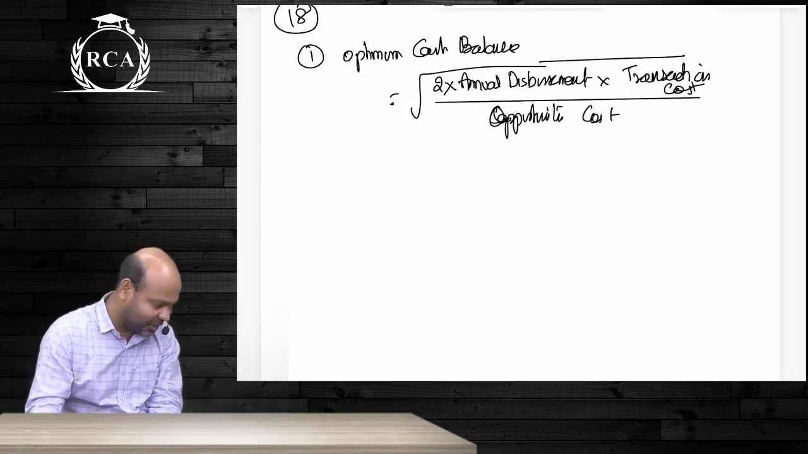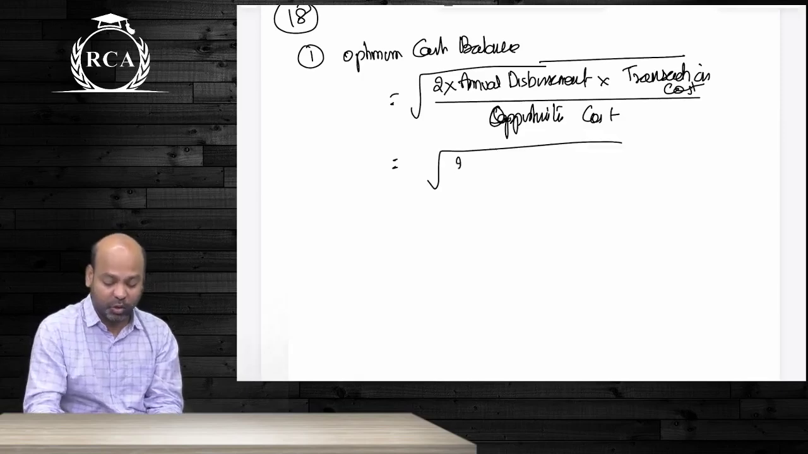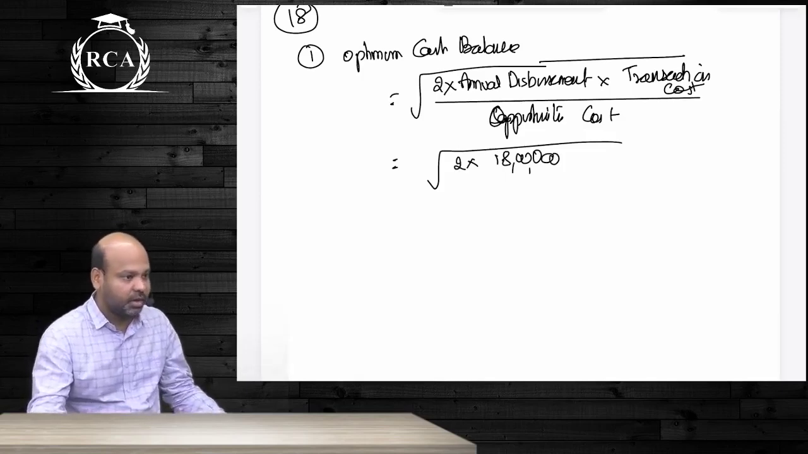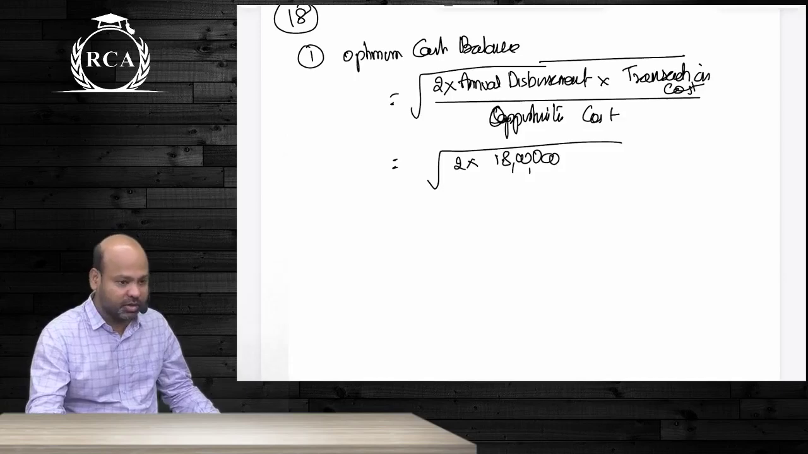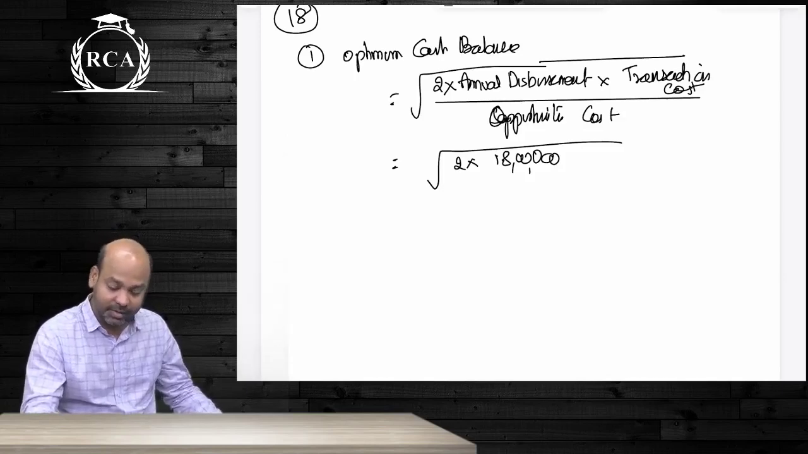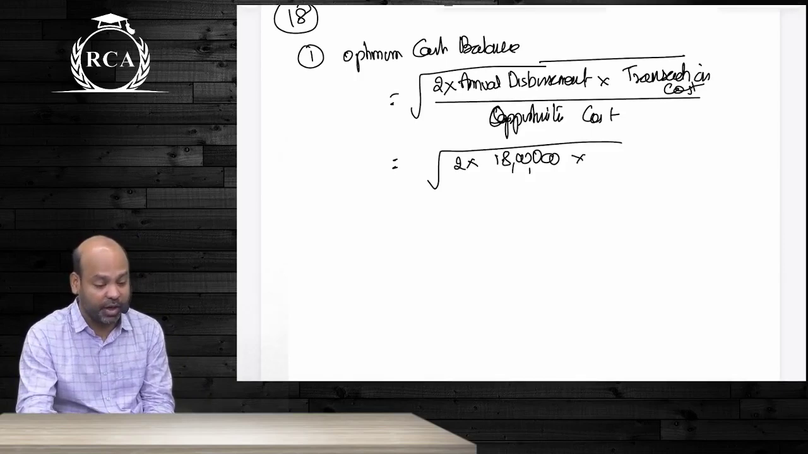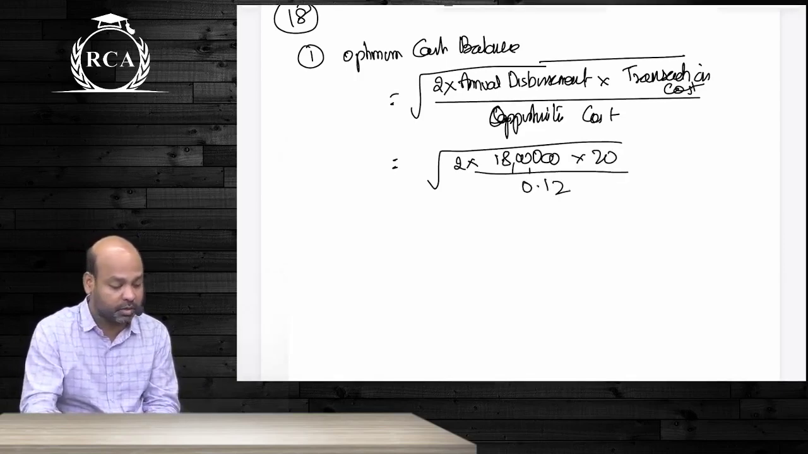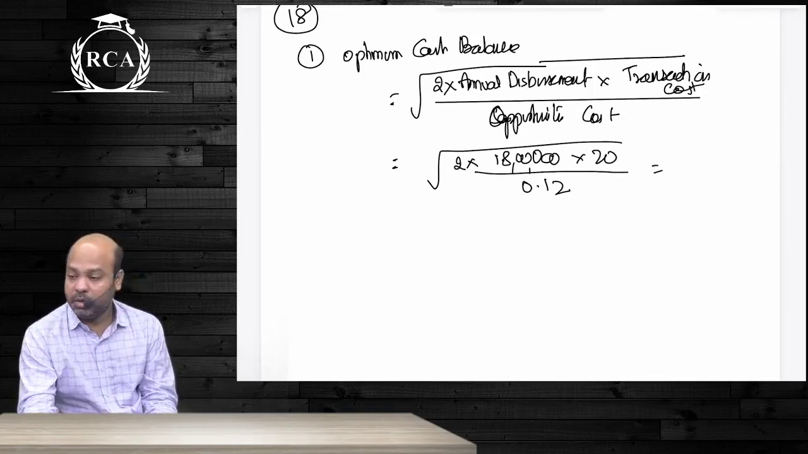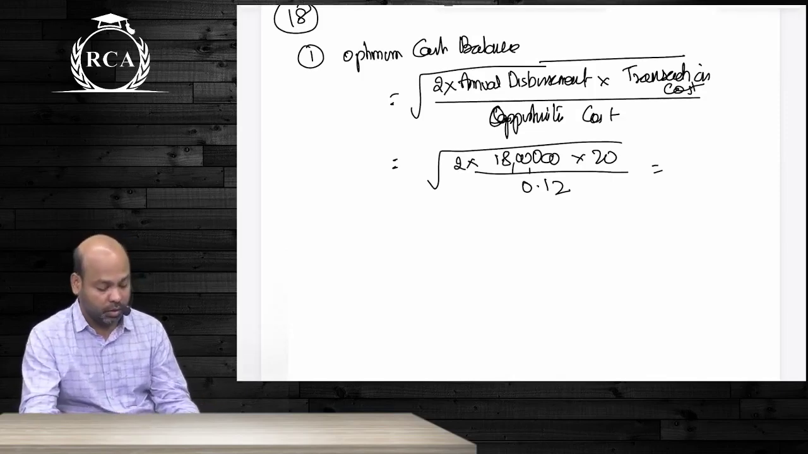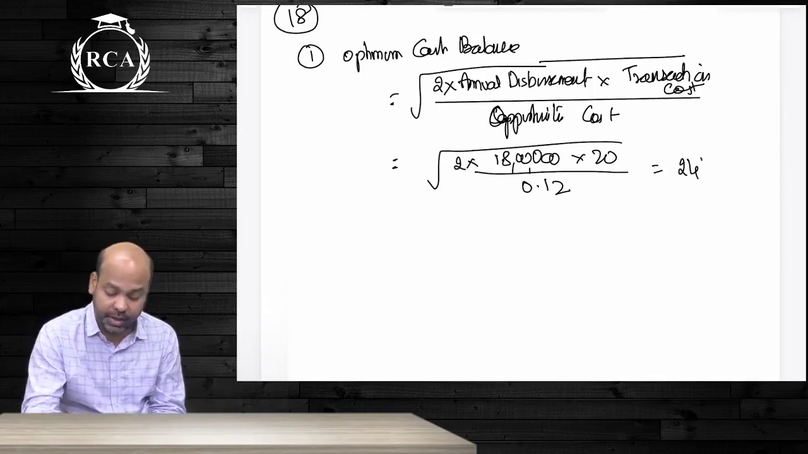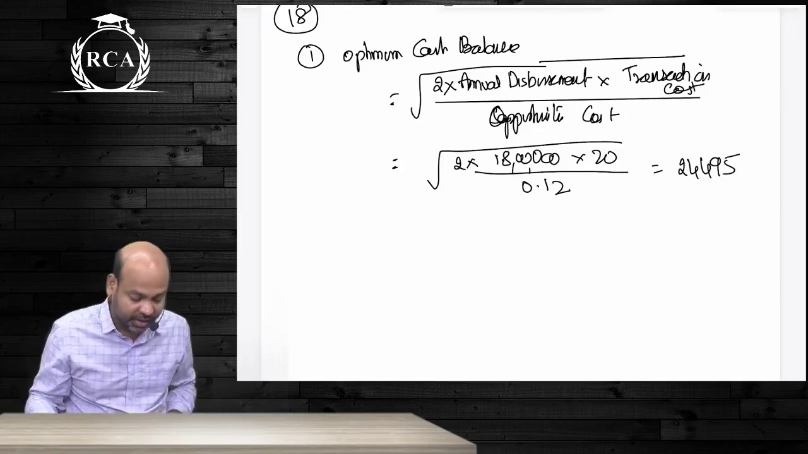Yes, guys, are we clear about this? 2 times of annual disbursement is 18 lakhs. Do not write 18, guys, the answer will be completely wrong, because the square root of lakh is not 1000. Transaction cost is how much? 20 rupees, divided by 0.12. 24,495, correct? Yes, exact, guys.